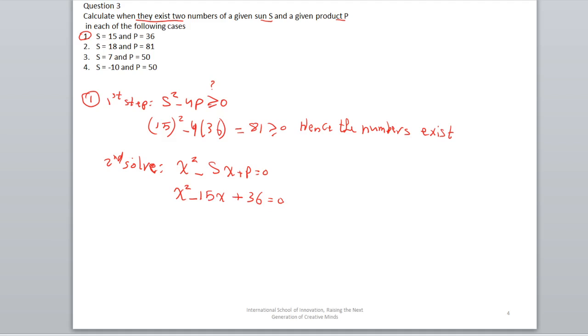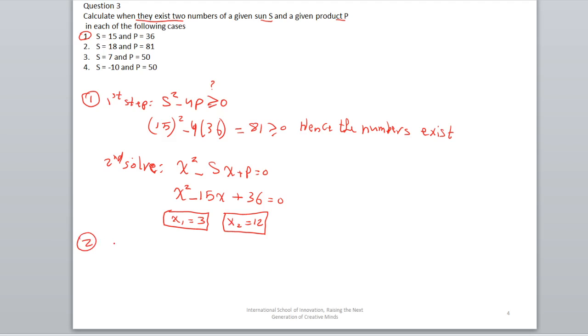Let me check the first one. So I write 1 for A, negative 15 for B, 36 for C. And I get 3 and 12. Did you see what came out? x1 equals 3, x2 equals 12. Okay, it asks me to calculate, when they exist, the two numbers. So the two numbers are those. Let me check: 3 times 12 is 36, 3 plus 12 is 15. That's correct. Did you understand how? Next, number 2.